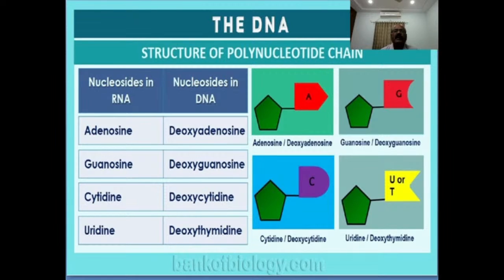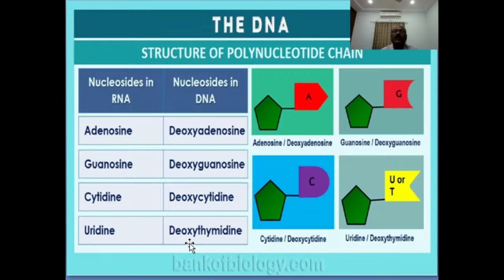Nucleosides in RNA, nucleosides in DNA. Nucleosides in RNA: adenosine, guanosine, cytidine, uridine. These are the 4 types of nucleosides in RNA. In DNA, deoxyadenosine, deoxyguanosine, deoxycytidine, deoxythymidine. These are the 4 types of nucleosides in DNA.